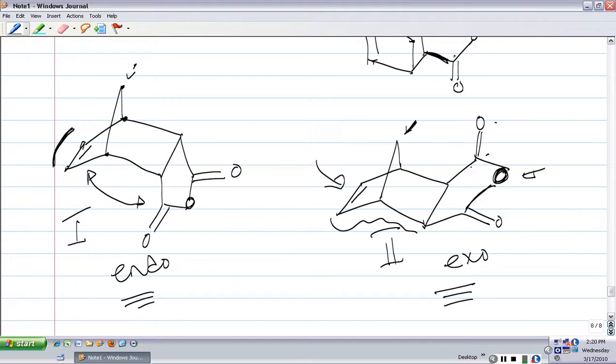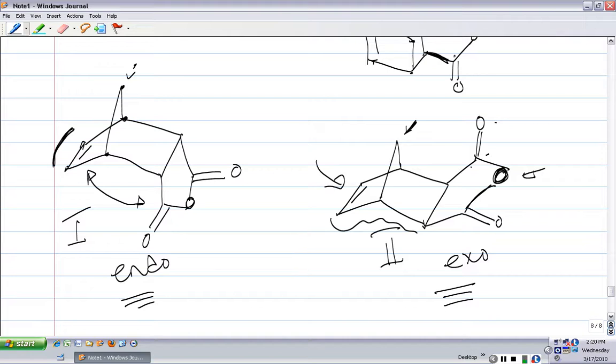No p-p overlap. Formation of the endo is assisted in the transition state by p-p overlap, carbonyl to carbon-carbon double bond, carbonyl to vinylic carbon. And that p-p overlap in the transition state stabilizes the transition state, and that makes the reaction facile. Okay, so what's the consequence? What's the consequence of that?